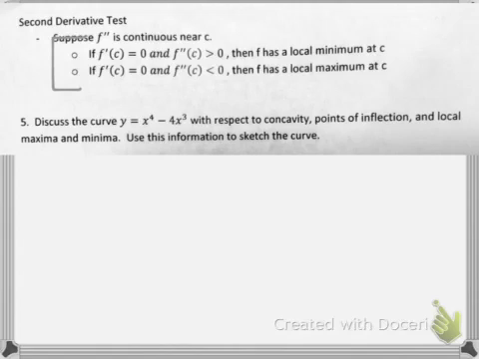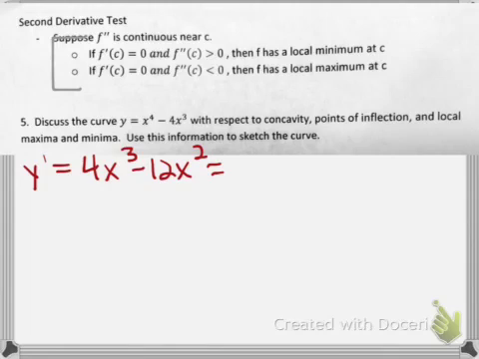Okay? And then this last problem asks us to do a whole bunch of things. Talk about concavity, points of inflection, and local max and min. Okay, use it and then sketch the curve. So kind of putting a couple things together. So the first thing I could do is find the first derivative. So I get 4x cubed minus 12x squared. There's my first derivative.